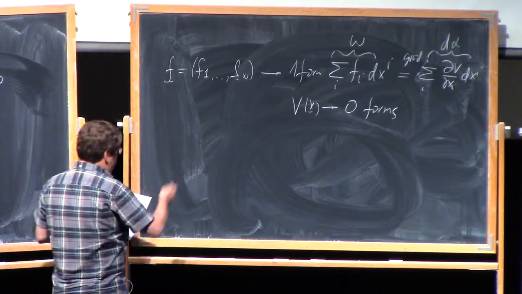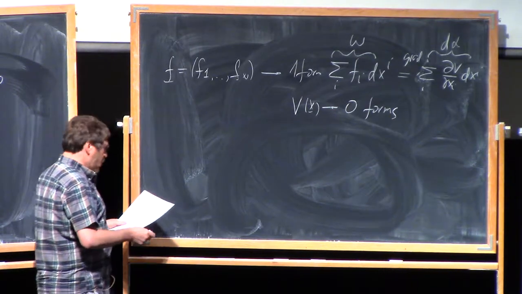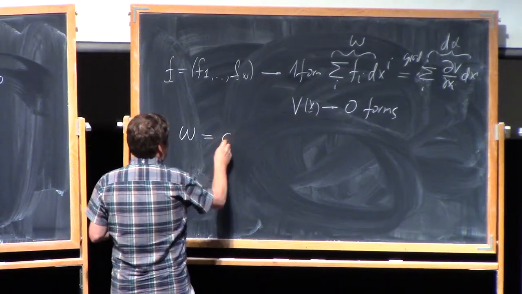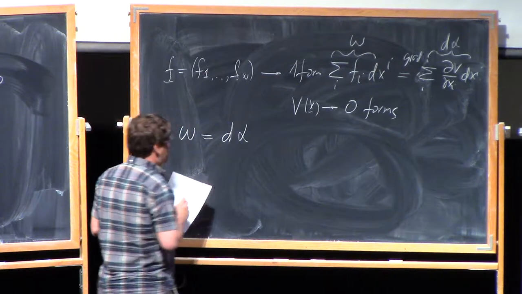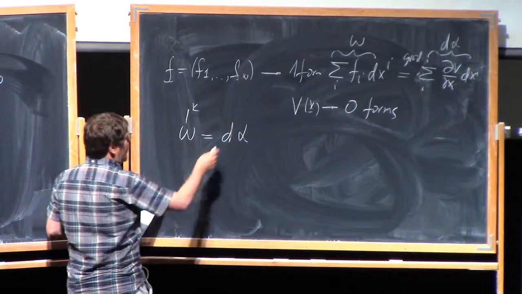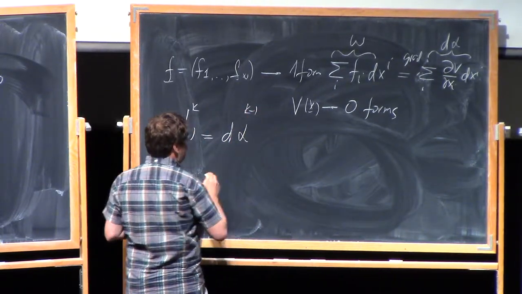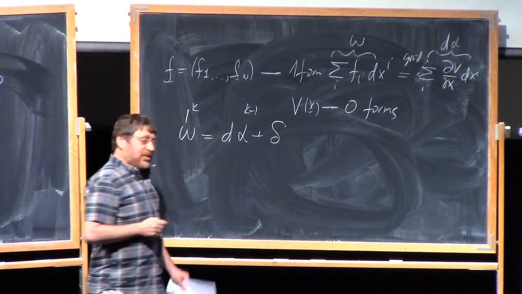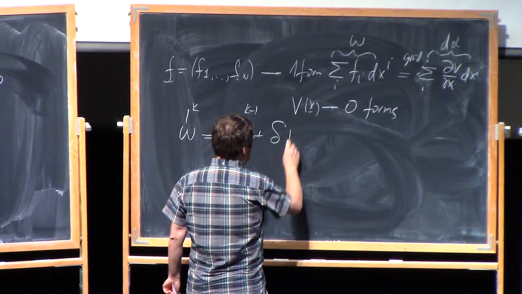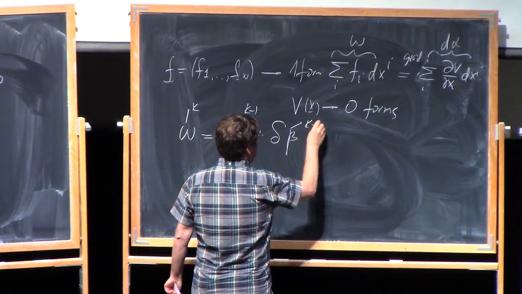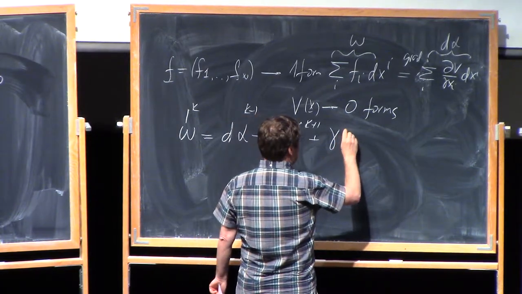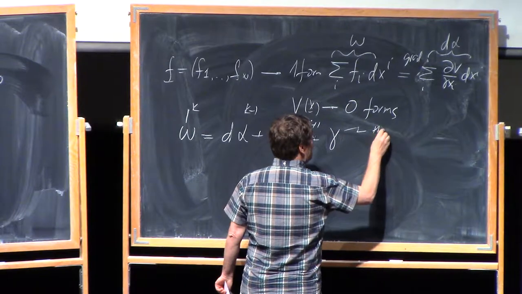Although what I write will be generally valid for K-forms, the decomposition says that every form can be written down as the exterior derivative acting on a form of lower dimension. So if this is a K-form, in our case K equals 1, then it's the derivative of a K minus 1 form, plus the co-derivative, or Hodge differential operator delta, acting on some other form beta, which is a K plus 1 form, plus another form gamma, which is known to be harmonic. I will explain what harmonic means.